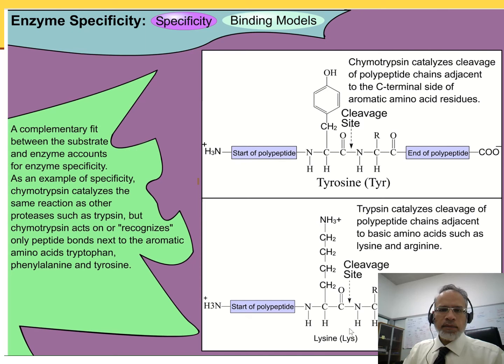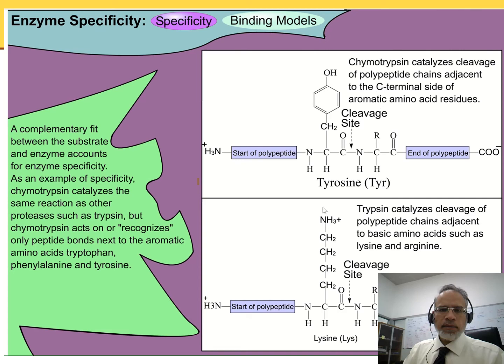So this is again a peptide bond, but this is not aromatic. So chymotrypsin will not work on this, but it will work on this. So that's what the text says. Chymotrypsin catalyzes the cleavage of polypeptide chains adjacent to the C terminal side chain of aromatic amino acids.